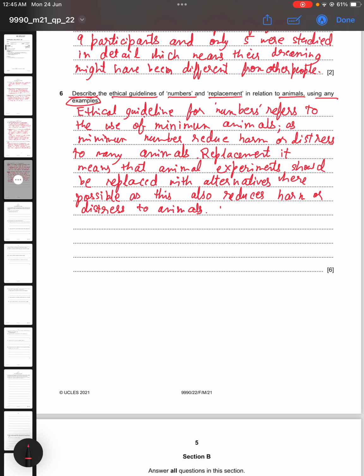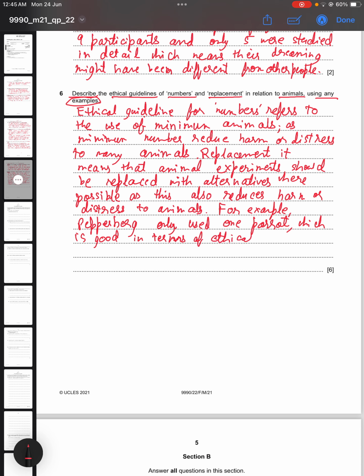Now, for example, you can write, for example, Pepperberg only used one parrot, which is good in terms of the ethical guideline.